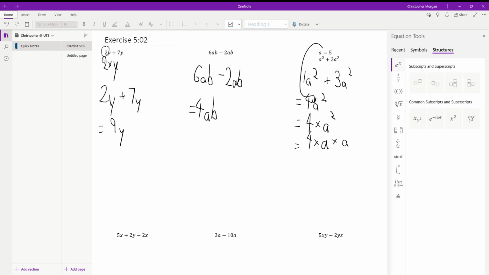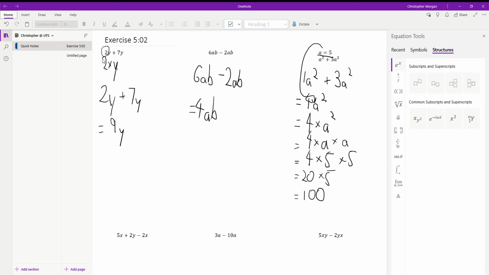Alright, now what were we told? We were told that a equals 5. So everywhere we see an a, we can replace it with a 5. Okay, so we actually have 4 times 5 times 5. Alright, 4 times 5 is 20, times 5 again equals 100. Now that's a bit of a more complicated one, but I think you guys should be able to handle it.